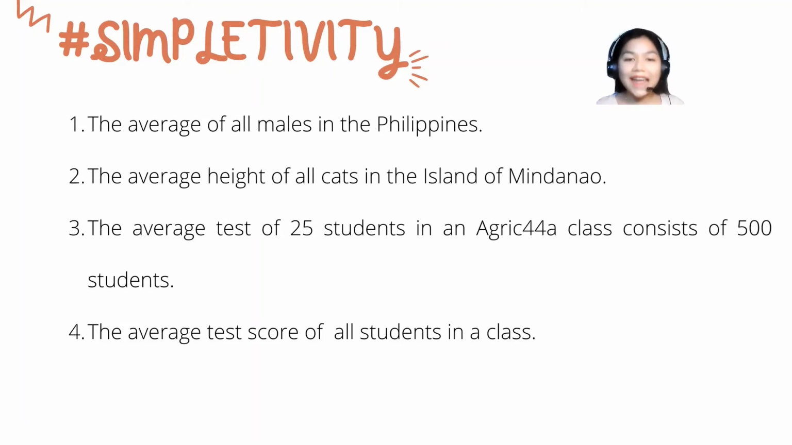The average test score of 25 students in an Agri 44A class consists of 500 students. So very clear, no? And then the fourth one is the average test score of all students in a class. So I wanted you to think, think, think. Okay, here's the answer.